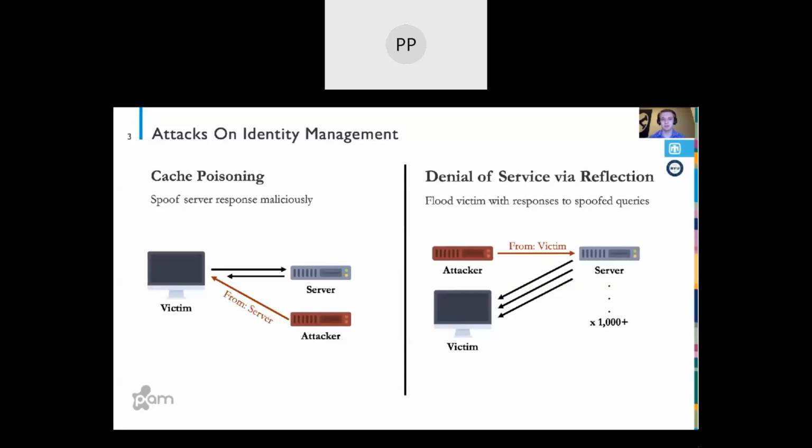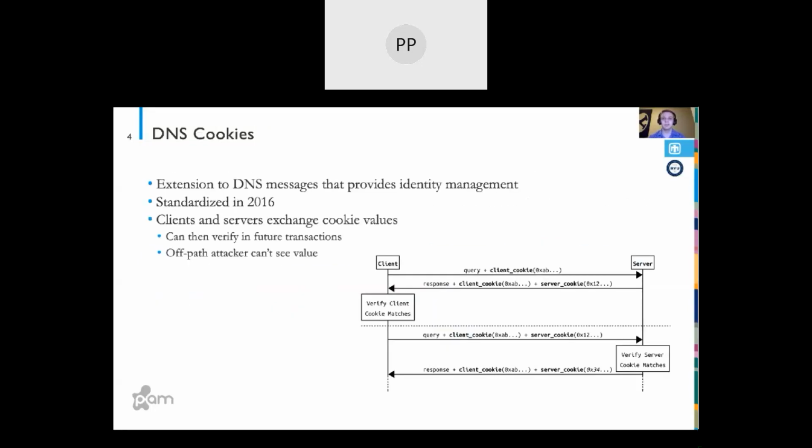In the first attack, known as cache poisoning, the attacker spoofs a response from a server pretending to be authoritative. So this results in the victim receiving a potentially malicious IP address as an answer. With denial of service attacks, the attacker spoofs queries appearing to be from the victim. They'll send these fake queries to thousands of servers, causing the victim to be overwhelmed with responses. In both of these cases, the attacker is off path, meaning they're not seeing a direct communication between the victim and server.